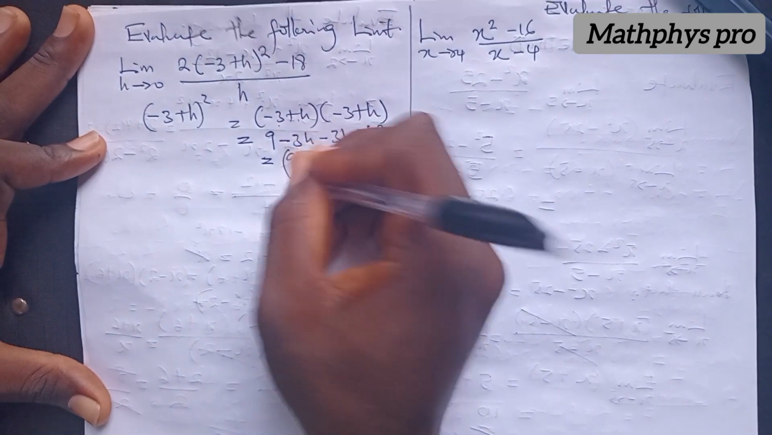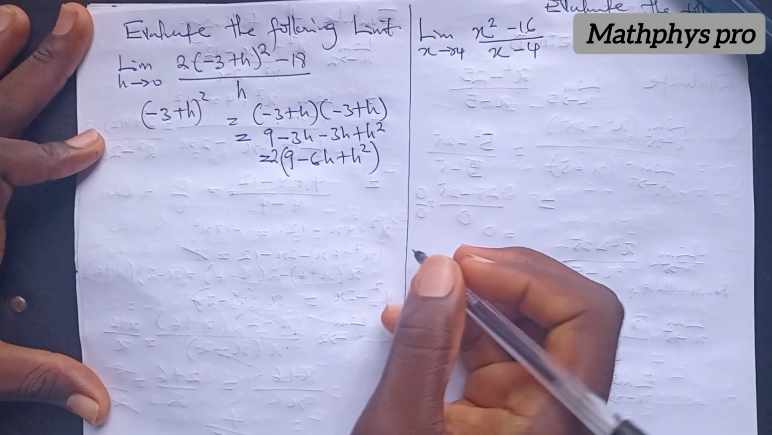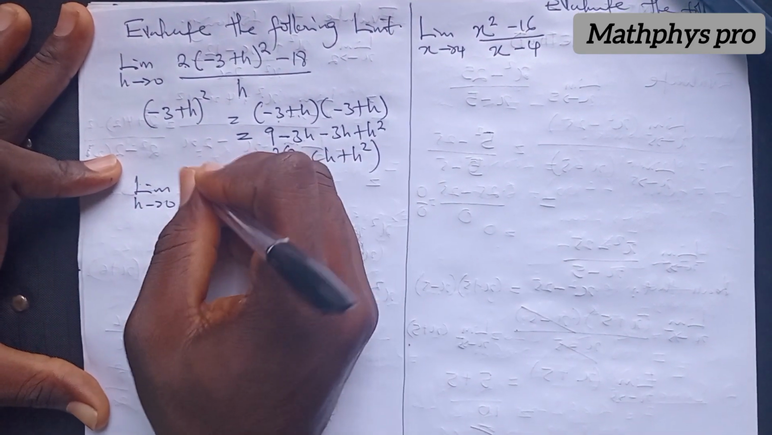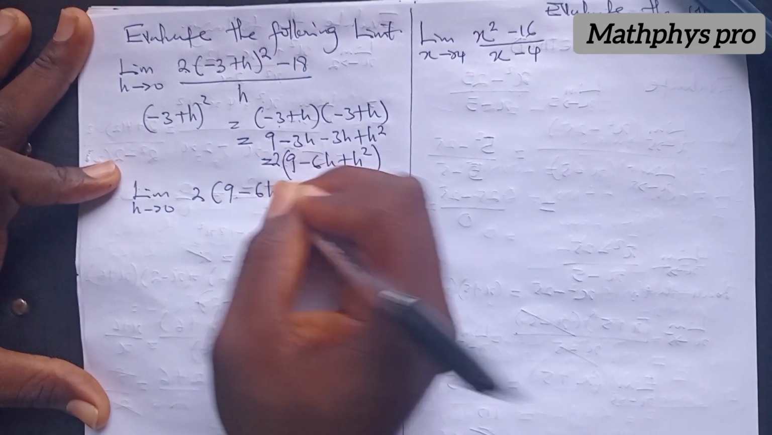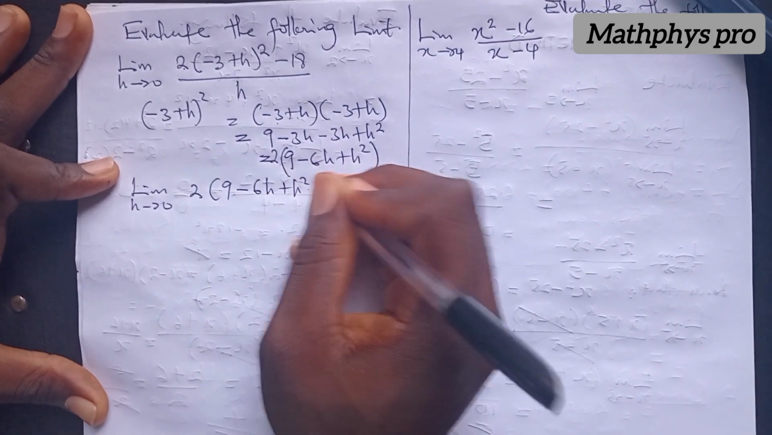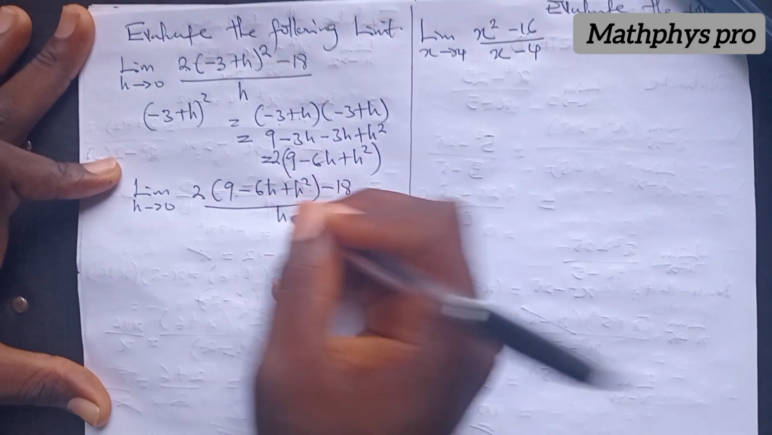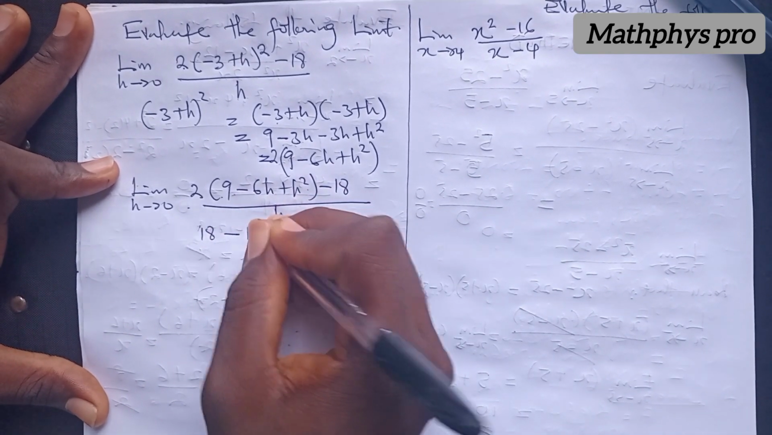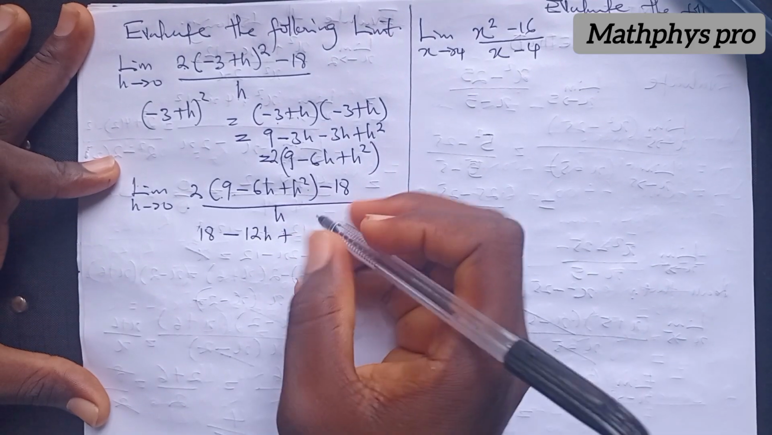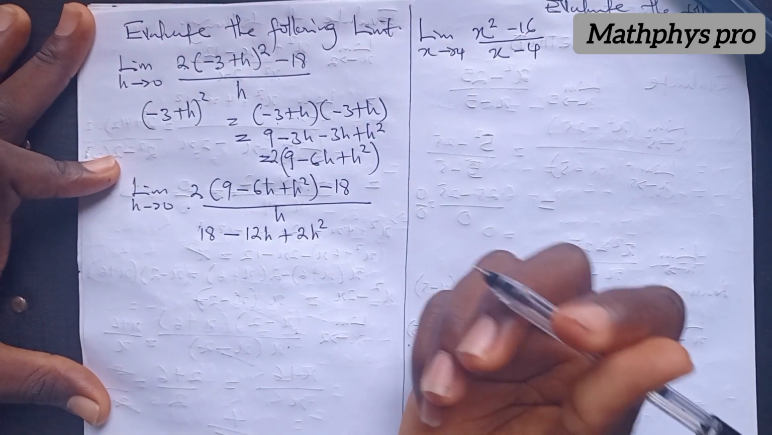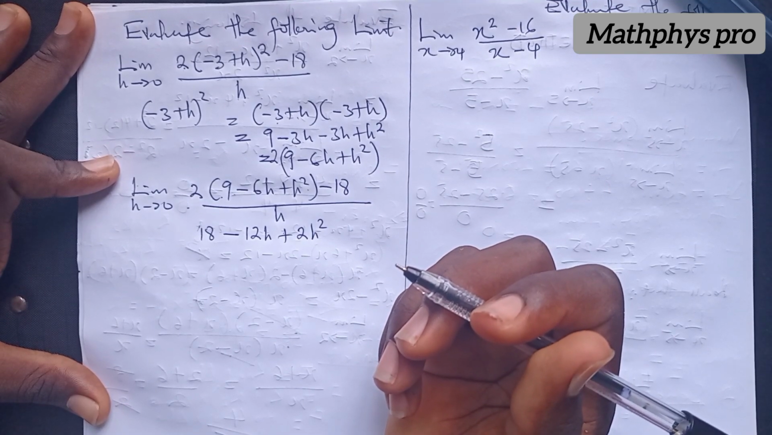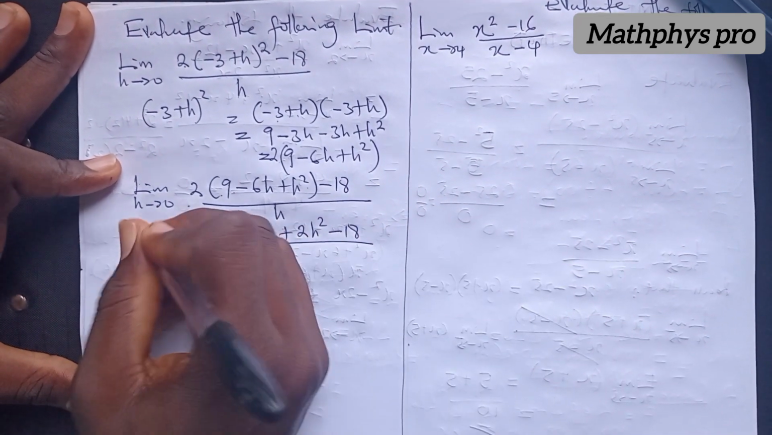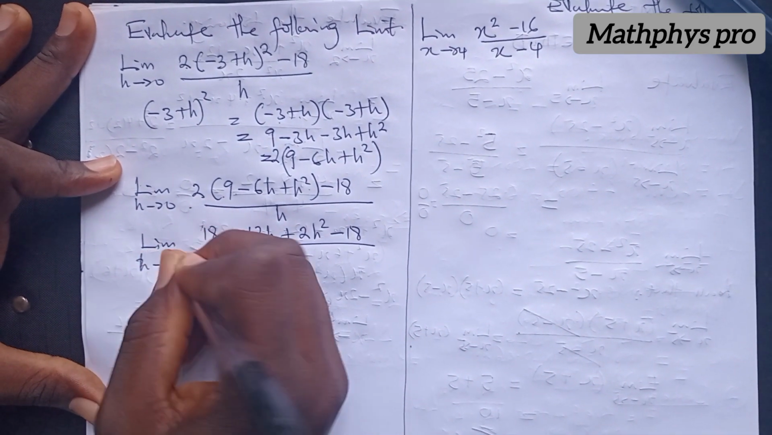So now we can replace, remember these 2 here, we have 2 here. So we can replace it with the limit when h tends to 0 of 2 bracket 9 minus 6h plus h square, minus 18 over h. So now 2 times 9 gives you 18 minus 12h plus 2h square minus 18 over h, limit when h tends to 0.